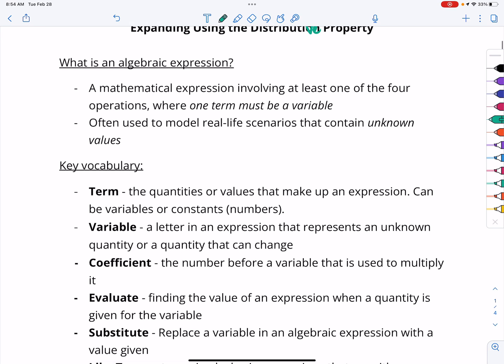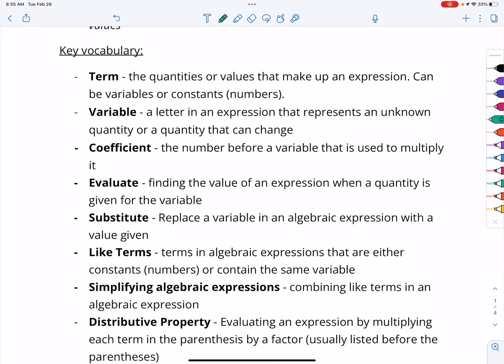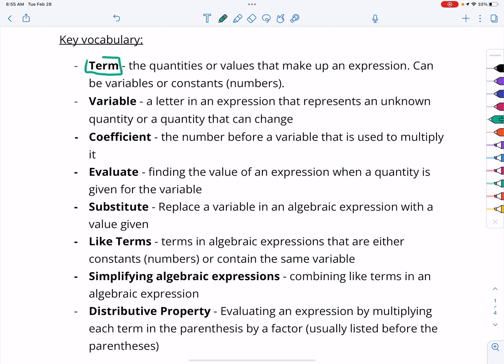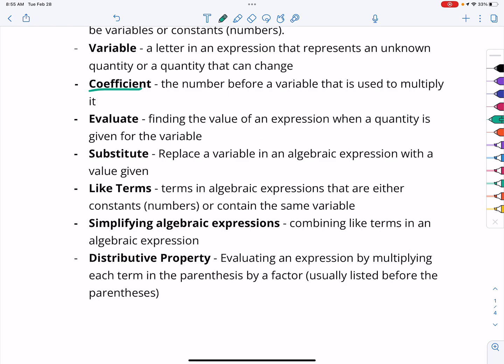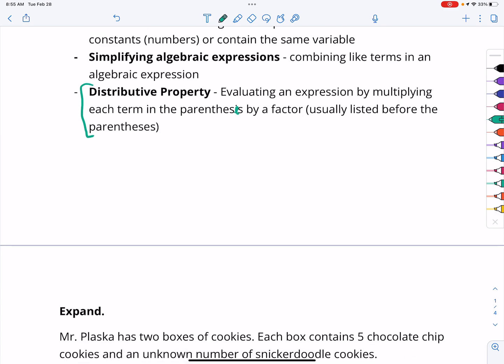So we have some of our regular terms here, some key vocabulary. We will be using this word, term, quite often, coefficient quite often, and then this is our new one down below here. So the distributive property is when you are evaluating an expression by multiplying each term in the parentheses by a factor, which is usually listed before the parentheses. So I notice I have two different spellings of parentheses here. So let's check and see what this actually looks like in practice.